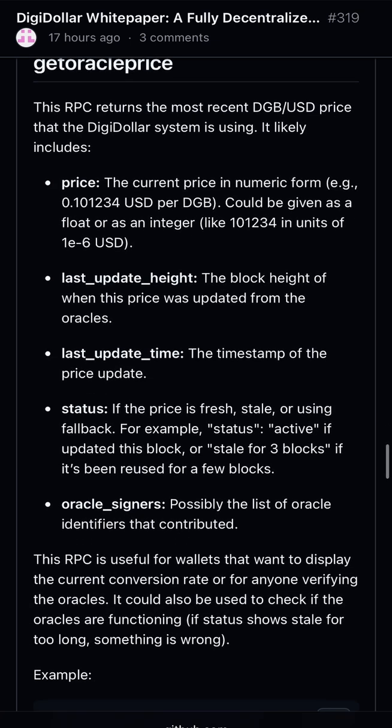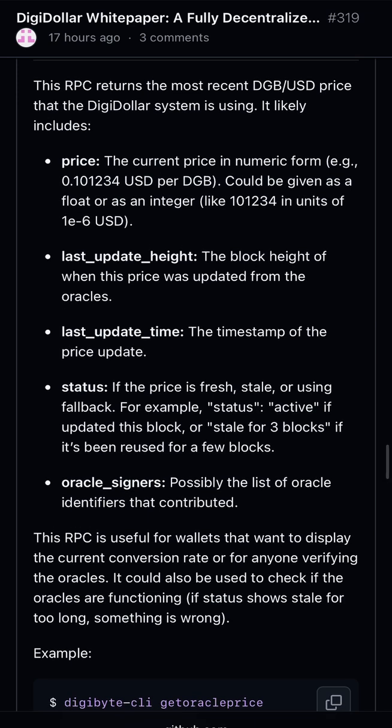Oracle price. This RPC returns the most recent DigiByte USD price that the DigiDollar system is using. It likely includes price, the current price in numeric form, e.g., 0.101234 USD per DGB. Could be given as a float, or as an integer, like 101,234 in units of 1e6 USD. Last update height, the block height of when this price was updated from the oracles. Last update time, the timestamp of the price update.